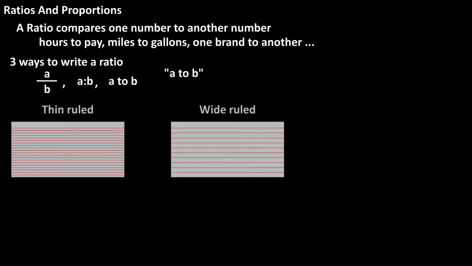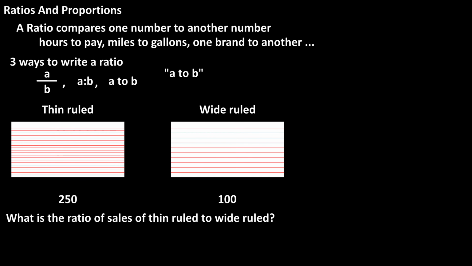As an example, if a company sold two types of index cards, thin-ruled and wide-ruled, sales of thin-ruled were 250, and sales of wide-ruled were 100. What is the ratio of sales of thin-ruled to wide-ruled? When we write a ratio, we take the first number mentioned, in this case thin-ruled, and put that on top, so 250 in the numerator, and the second number, wide-ruled, which is 100, on the bottom in the denominator. So we have the fraction 250 over 100, which is pronounced 250 to 100.